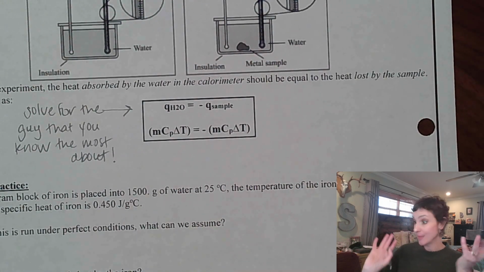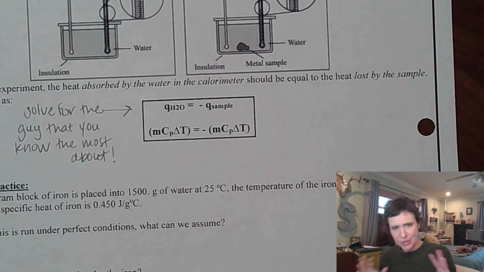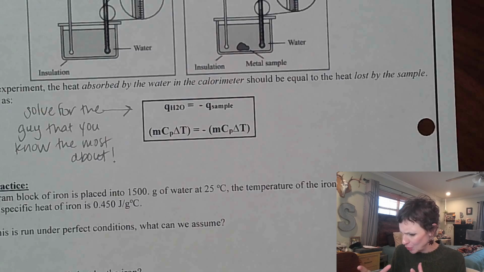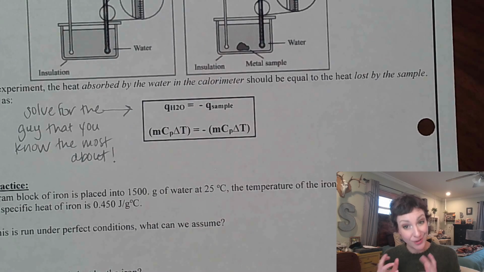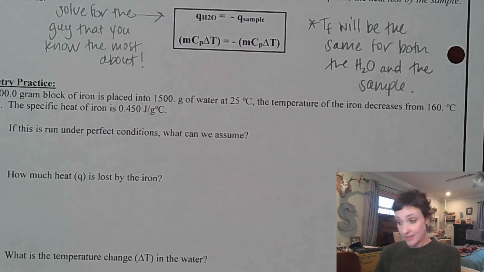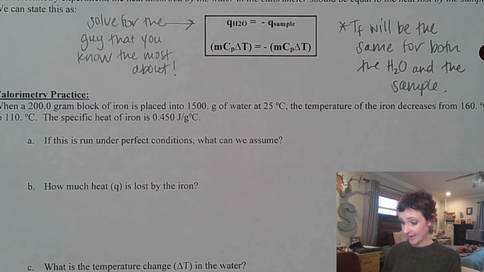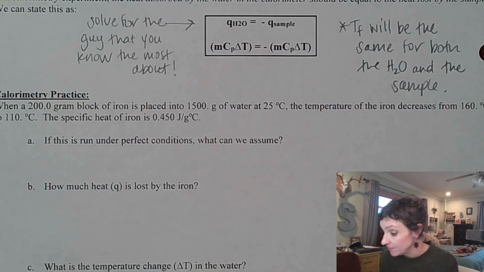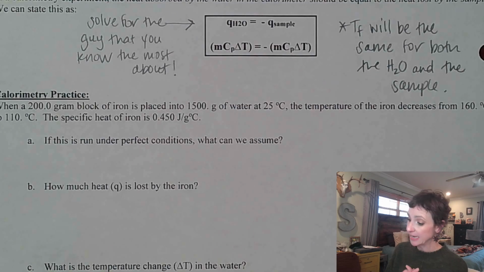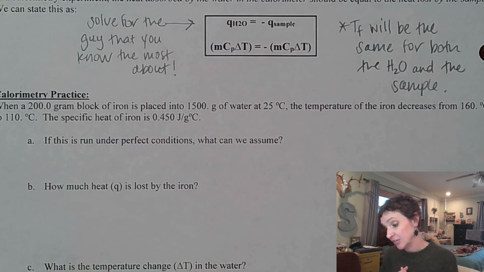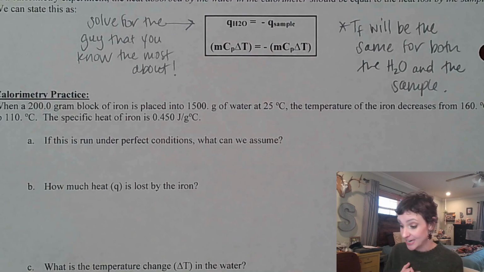You're going to see a couple of masses. You may see several temperatures, but you're going to zone in and try to pick out, well, who's got all of the things that I need to solve for a Q value. You solve for that first. So y'all ready for all the numbers in this problem here? Okay, it says when a 200-gram block of iron is placed in 1,500 grams of water at 25 degrees Celsius, the temperature of the iron decreases from 160 degrees Celsius to 110 degrees Celsius.